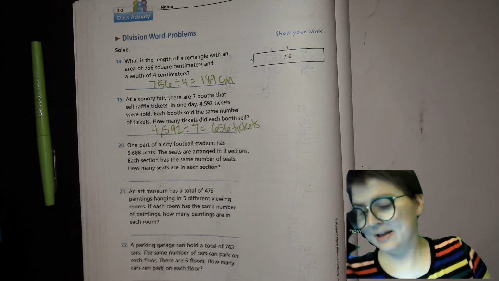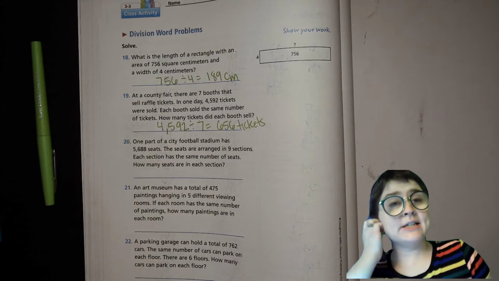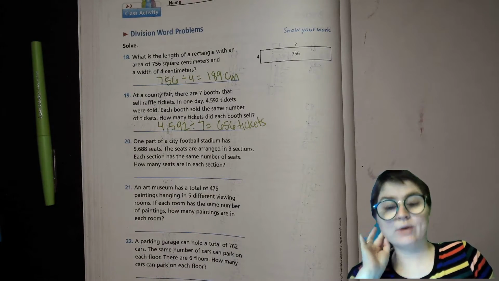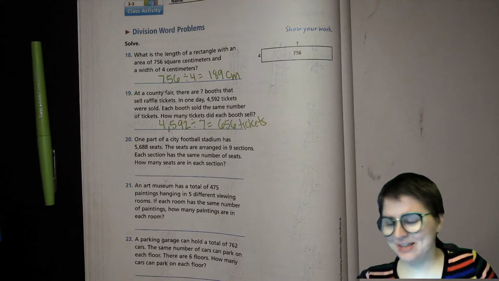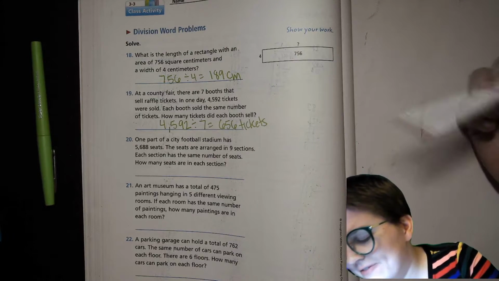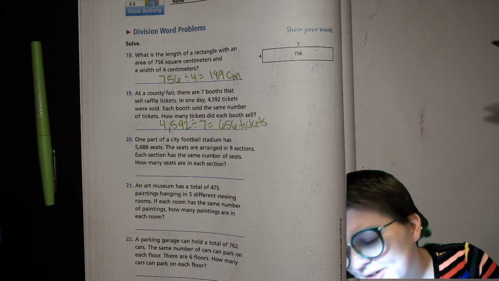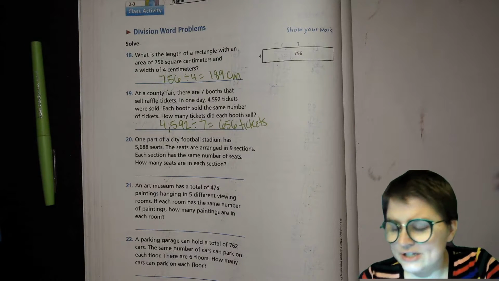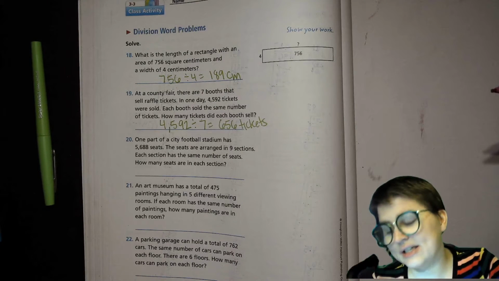Okay. Go ahead and give these 3 a shot on your own. See how you do. Hopefully you get them right. So pause and hit play when you're ready, okay? One part of a city football stadium has 5,688 seats. The seats are arranged in 9 sections. Each section has the same number of seats. How many seats are in each section?